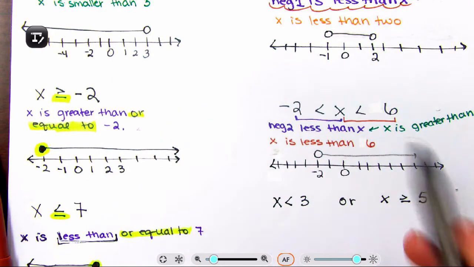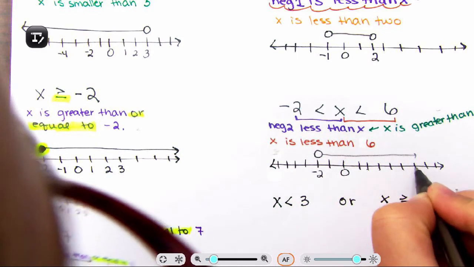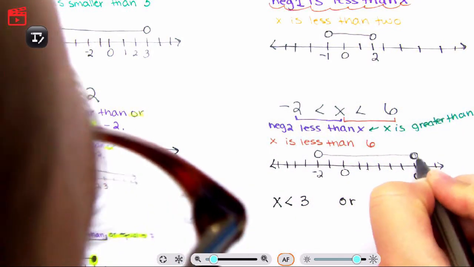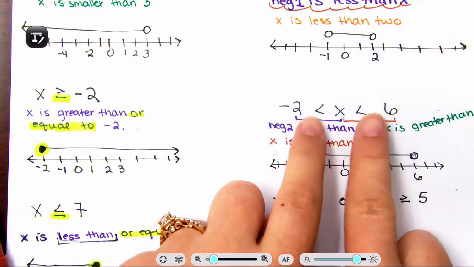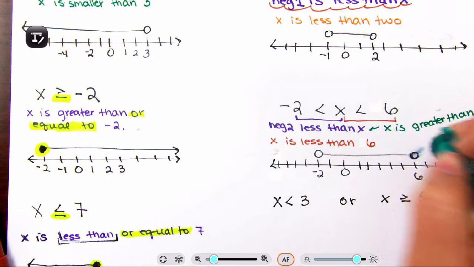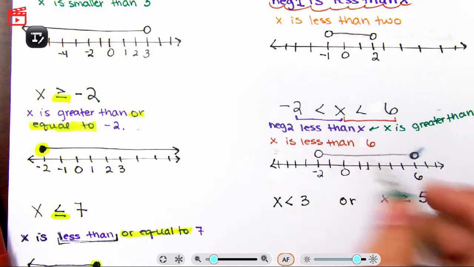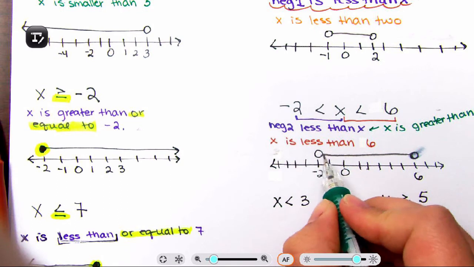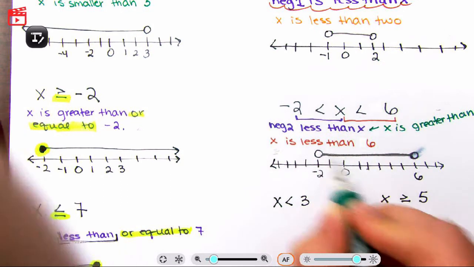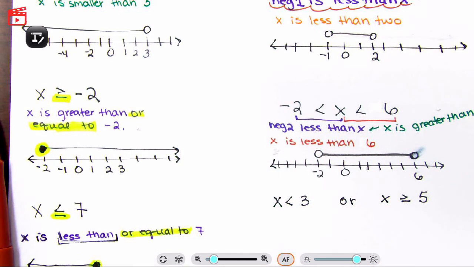So it worked out. 1, 2, 3, 4, 5, 6. Here's my second circle. Do I have an or equals on any of them? I do not, so I leave it open. And then I have x is less than 6, but also greater than -2. So this is my common area. And we're done with that problem.